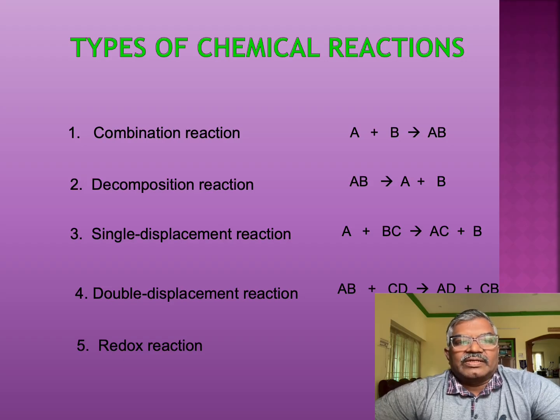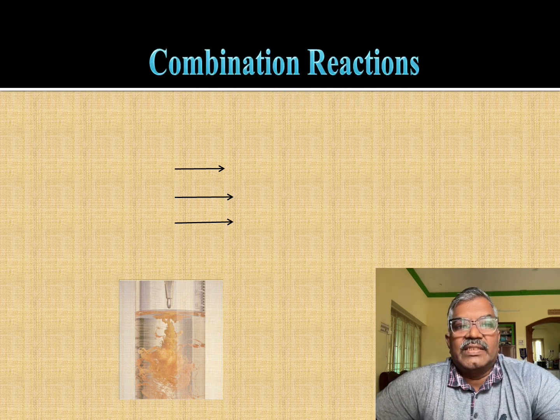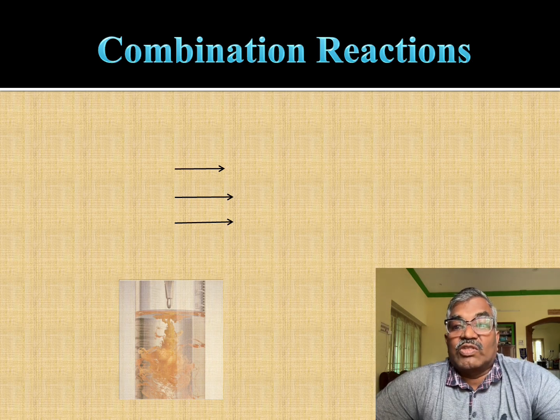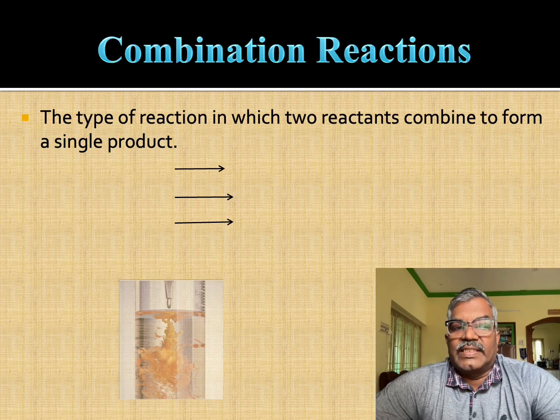So first of all, combination reaction. It is a self-explanatory word: combination means if you combine something, that is a combination. We can understand the meaning of this reaction by the word combination. Reactants combine to form a single product. So that is a combination reaction. Reactants combine to form a single product.